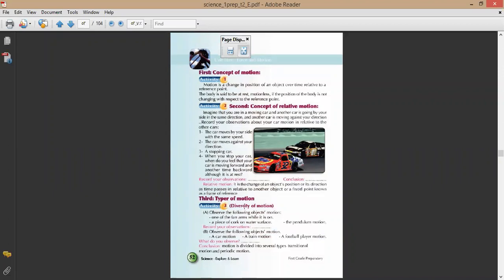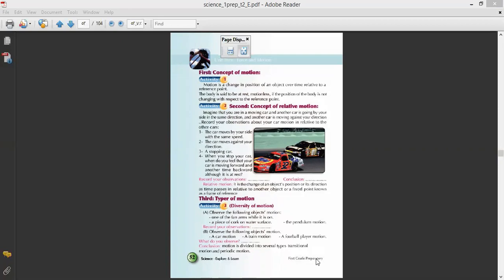Third, types of motion. There are different types of motion. The types are transitional motion and periodic motion. Start with transitional motion. It is the motion that has an initial position and a final position. Position يعني مكان, it has a beginning and an end.